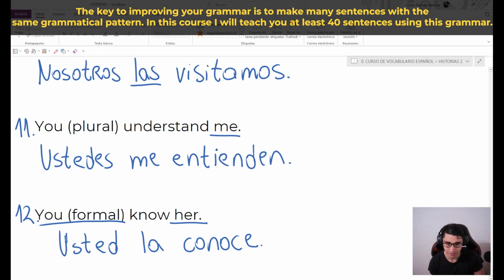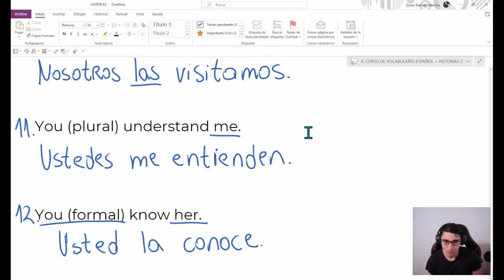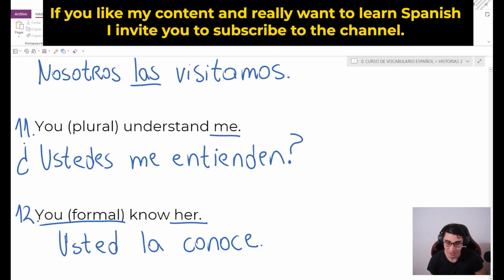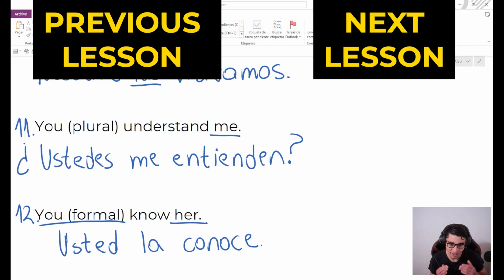We will keep practicing this grammar with a lot of sentences and examples until you master this. So now, ¿ustedes me entienden? Do you all understand this explanation? See you in the next lesson with this same grammar. And if you have any question, just let me know. And remember to study vocabulary every single day. Nos vemos.